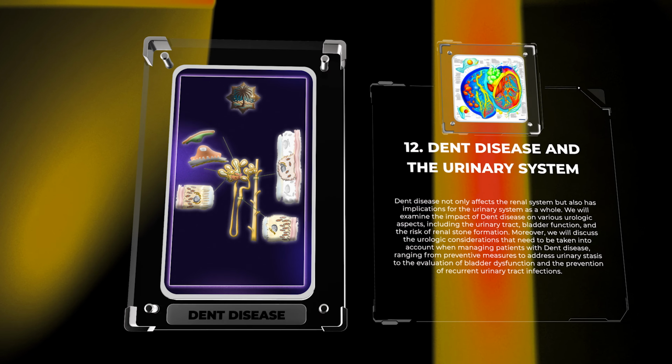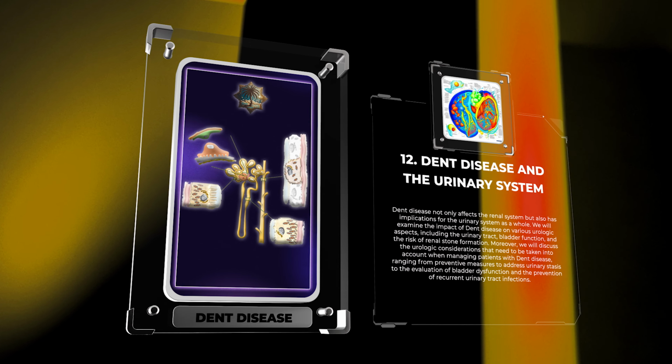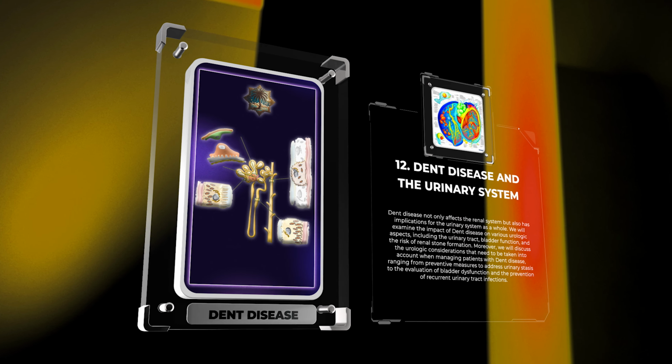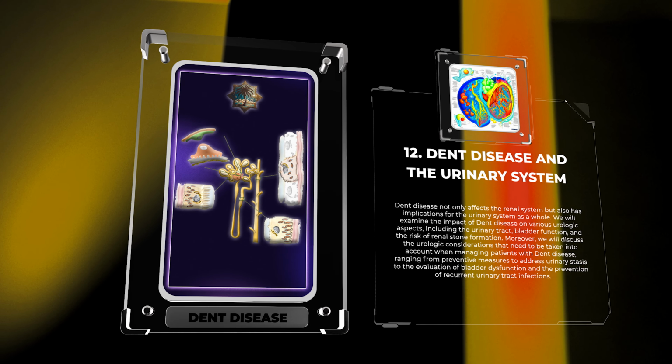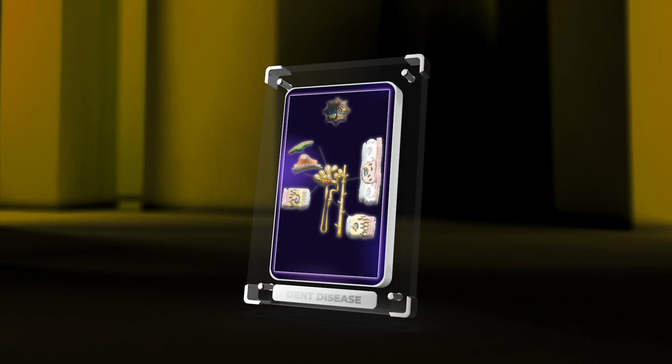Moreover, we will discuss the urologic considerations that need to be taken into account when managing patients with Dent disease, ranging from preventive measures to address urinary stasis to the evaluation of bladder dysfunction and the prevention of recurrent urinary tract infections. In conclusion, Dent disease is a rare genetic disorder affecting kidney function.